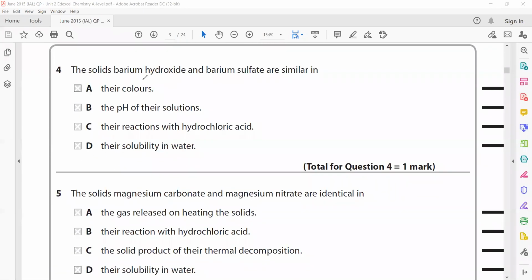Question 4. Solid barium hydroxide and barium sulfate are similar. Group 1, 2, 3 compounds are white solids. So barium hydroxide will be a white solid and barium sulfate is also a white solid. So they will have the same color.